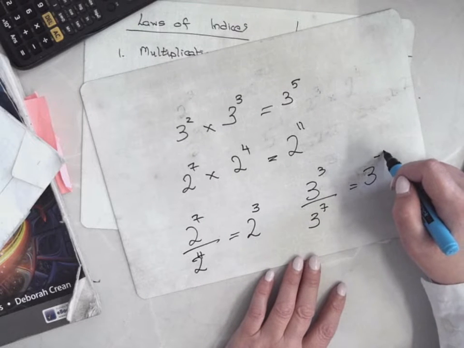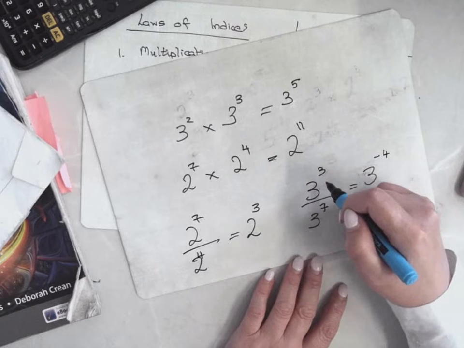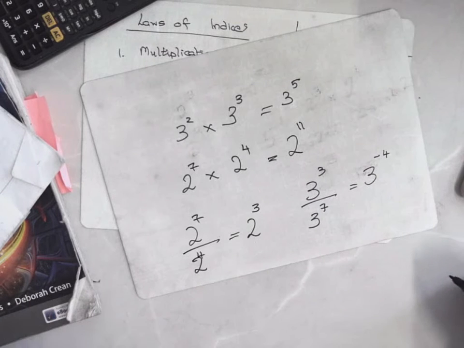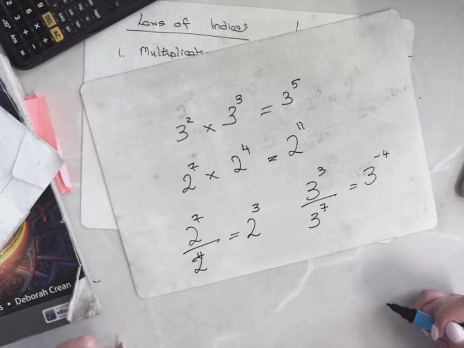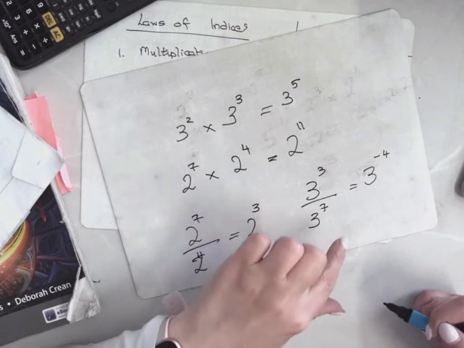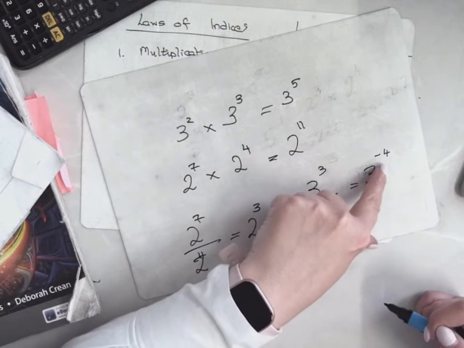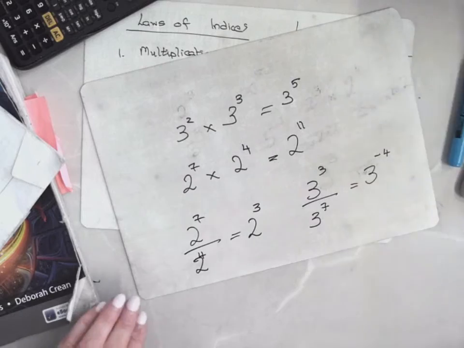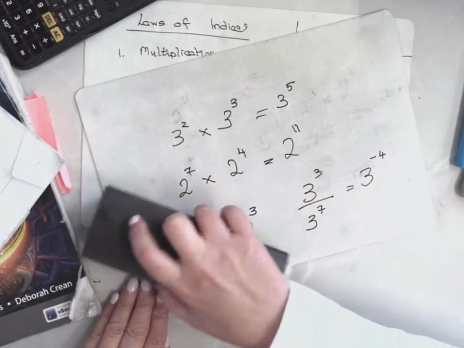Okay, it's always the top take away the bottom. So 3 take away 7 is minus 4. I'll get to what 3 to the power minus 4 means in a minute. Okay, is that right? But it's always the top take away the bottom. And you can have a negative number up here, that's allowed. I'll explain in a minute what it means.